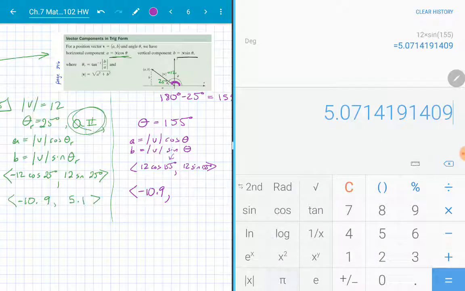So I get the same answer either way. Either using the quadrant to give me the sign or using the position angle to give me the sign.